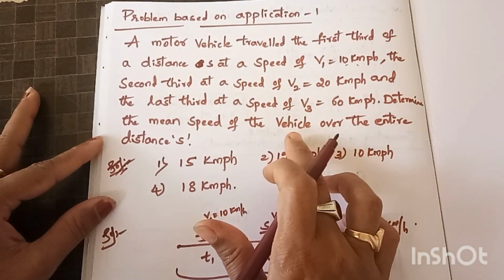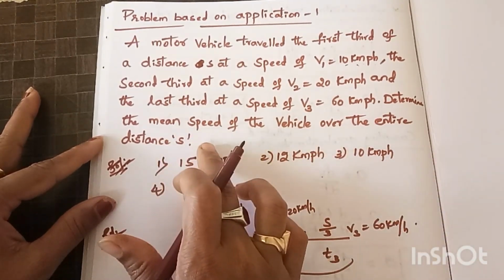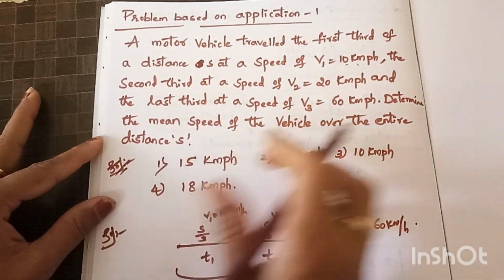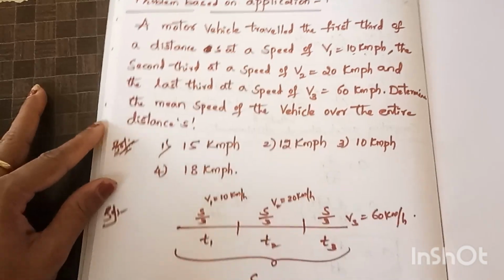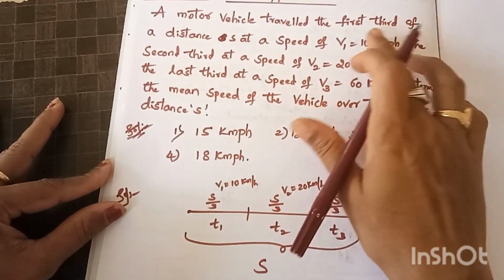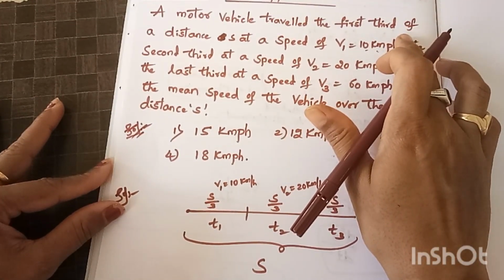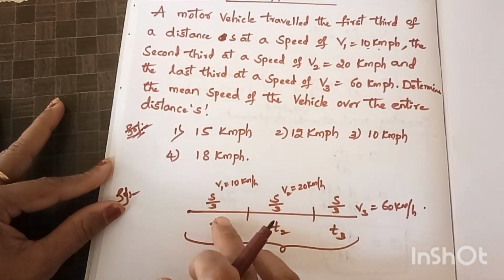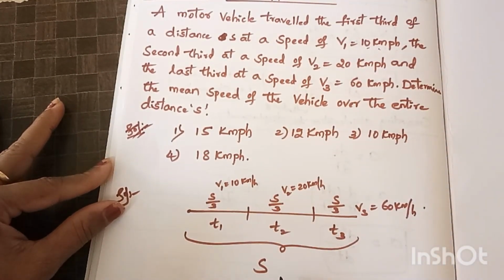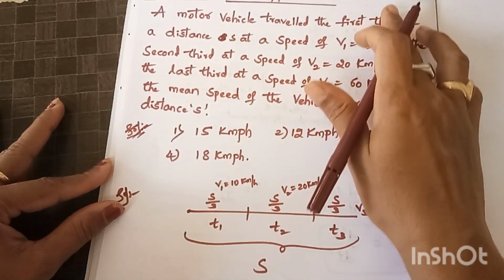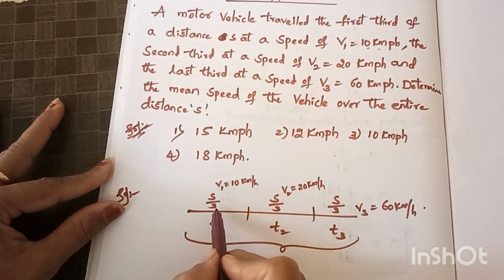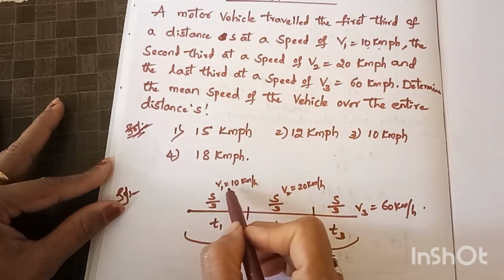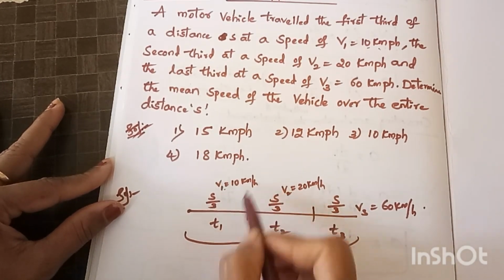So now we are going to calculate the average speed or mean speed. They have given the total distance s. He said the first third of the distance, which means s by 3. Here s is the total distance travelled by the vehicle. In this total distance, the first third, s by 3, is covered with a speed of 10 km per hour.